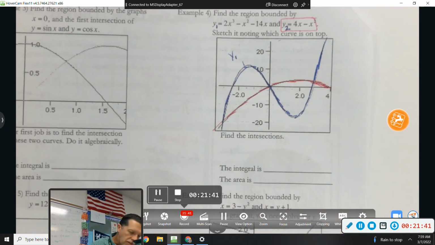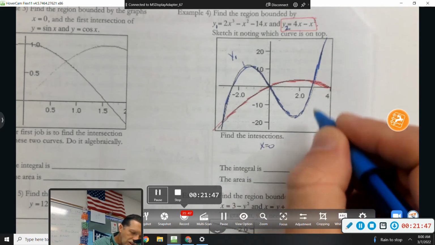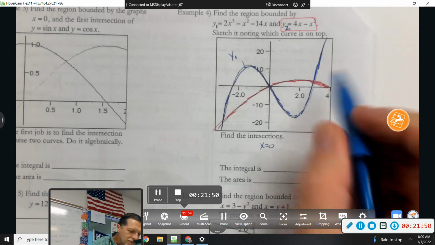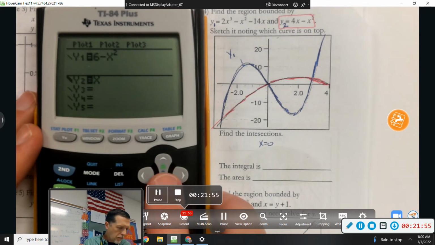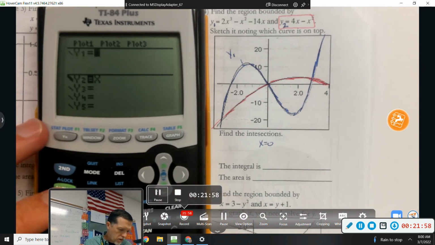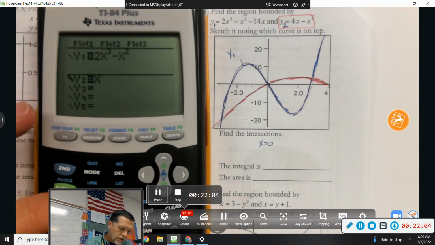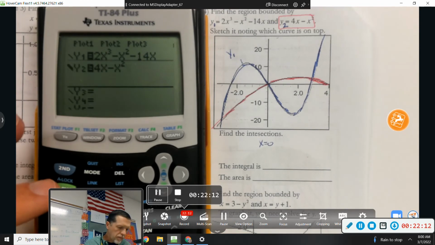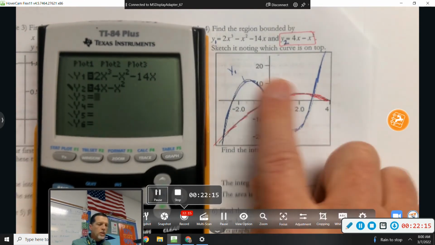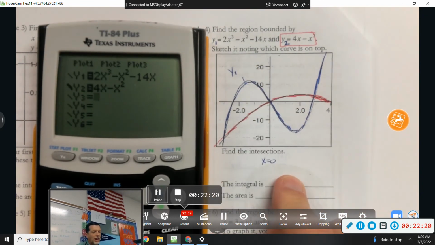Find the intersections. The middle one's at x equals 0. That one's probably at x equals 3, but I don't know. Let's let the calculator figure this out. So 2x cubed minus x squared minus 14x, 4x minus x squared. Please make sure you label them y1 and y2 on the paper when we give it to you. That way when you use those the rest of the time, I'll know what you're talking about.